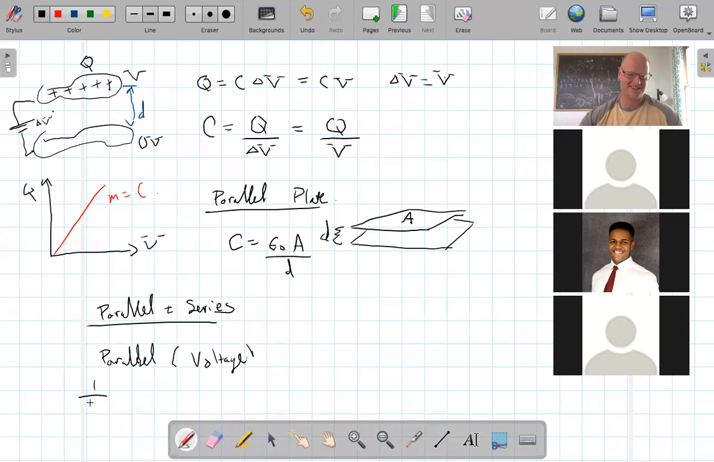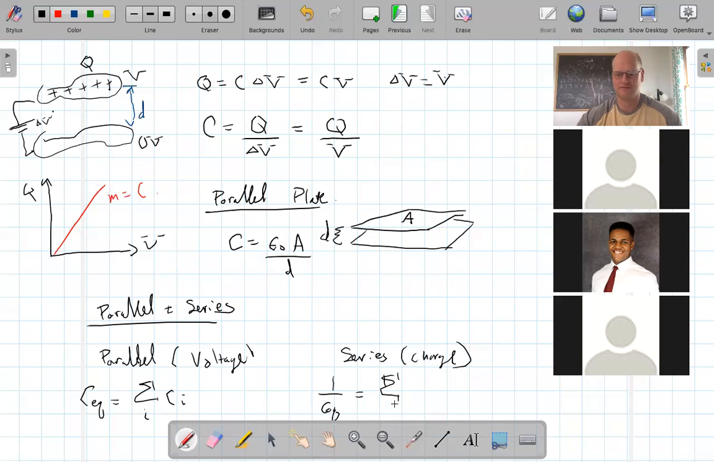That's right. So I have 1 over the equivalent. Oh no, what am I doing? That's the wrong one. So in parallel, the equivalent capacitance is equal to the sum over all of the capacitors. And then in series, what's the same is the charge. And then here, 1 over the equivalent capacitance is equal to the sum over the inverse of all the capacitances.